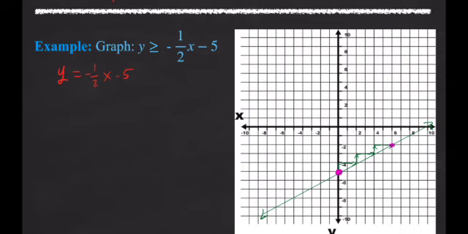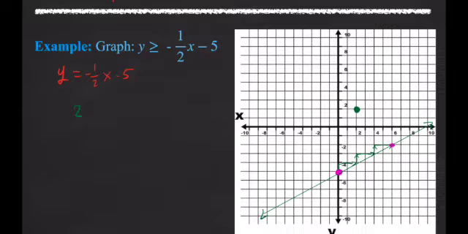Now let's practice shading. Let's choose a random point. For the sake of it, I'm going to choose a different number than 0, 0. 0, 0 is usually a really good point to choose if your graph does not go through it. But we're going to choose a random point that's not on this line. So let's go with 2, 2. It does not matter which point you choose.